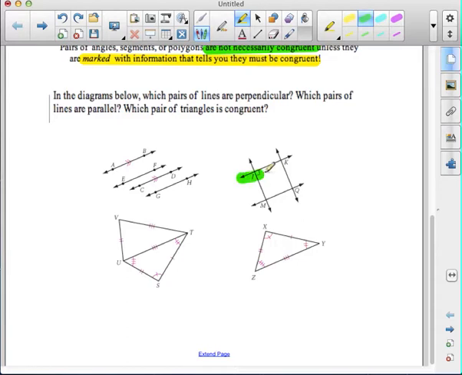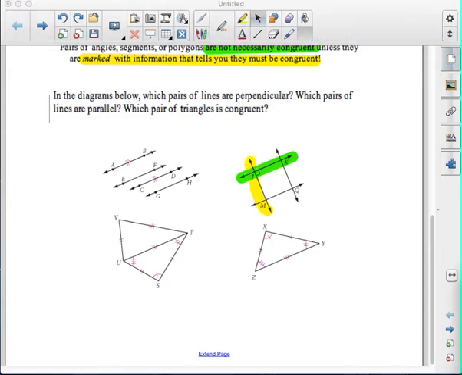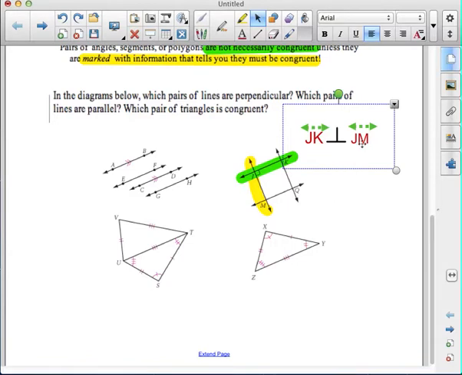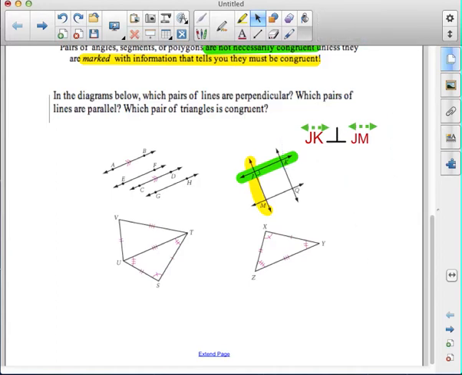So I can see here that line JK and line JM are the lines that are intersecting that are creating that right angle. So my response would be that line JK is perpendicular to line JM. And remember that special notation we talked about showing how lines are perpendicular.